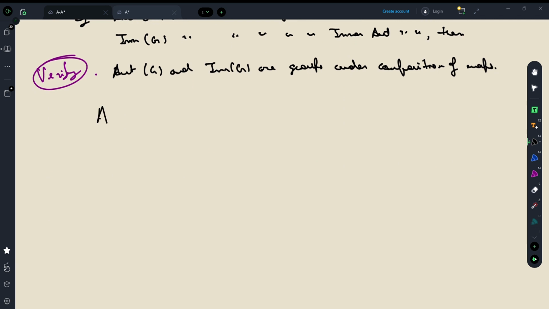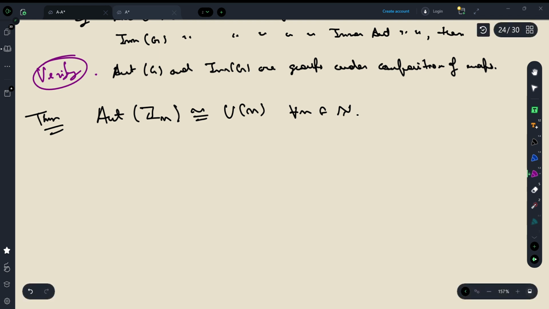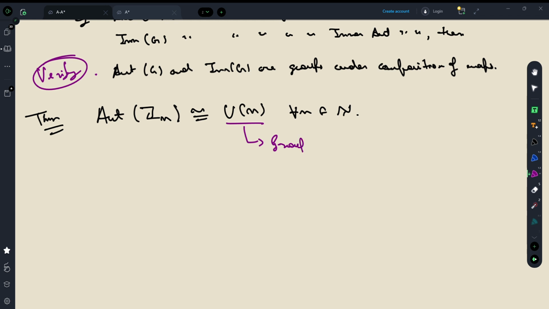What we are trying to show is that the collection of all automorphisms of the group Zn is isomorphic to Un. This is what we actually need to show for all n. Okay. A quick recall: what is Un? I guess it's also called the Euler group. I don't exactly remember what we call it, but specifically it's called the group of units.